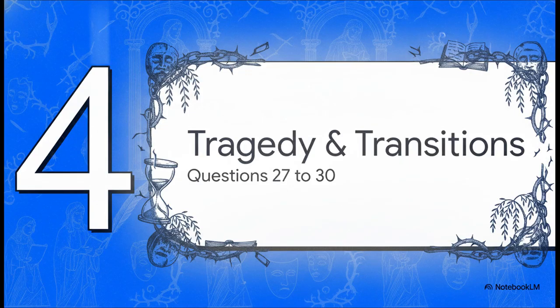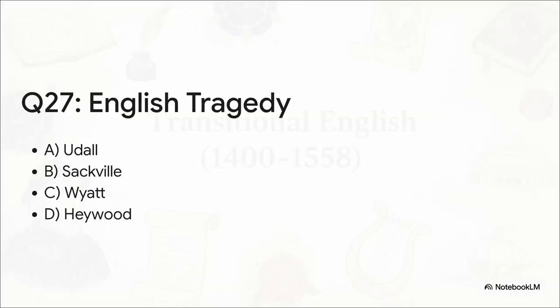Last but not least, Section 4, Tragedy and Transitions. This brings us to our final stretch, questions 27 to 30. Question 27. The first regular English tragedy, Gorboduc, written in 1561, was authored by A. Nicholas Udall, B. Thomas Sackville and Thomas Norton, C. Wyatt and Surrey, or D. John Heywood? The answer is B. Thomas Sackville and Thomas Norton. The year 1561 marked their highly successful collaborative effort that officially birthed regular English tragedy. It was a real game changer.